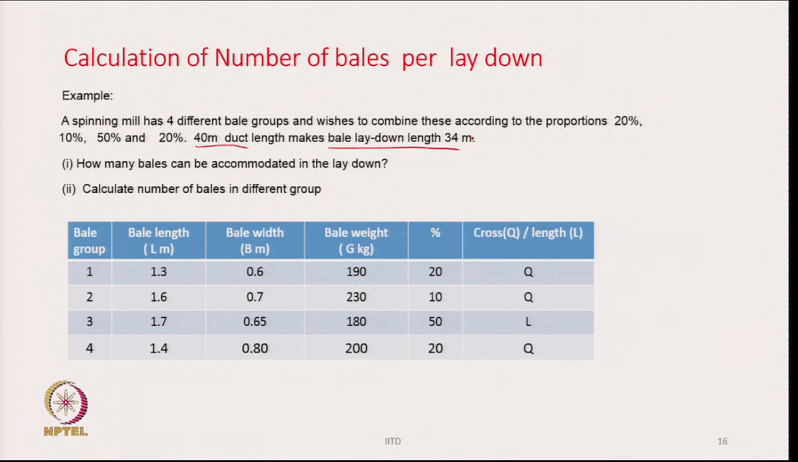Now, this is what is given here. The table shows bales belonging to 4 different groups. The length of the bales, the width of the bales and the weight of the bale is stated here for groups 1, 2, 3, 4. The percentage that we need in the mix is also given, and how the bales will be placed. One is crosswise placement and the other is lengthwise placement; both could be there. So, how many bales can be accommodated in the laydown, and calculate the number of bales in different groups. This is what the question is and how to go about it.